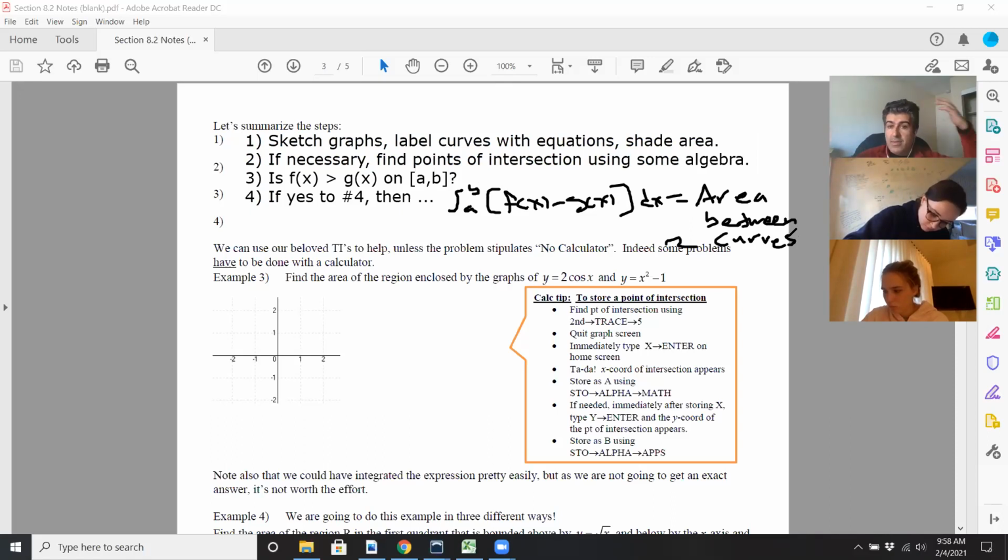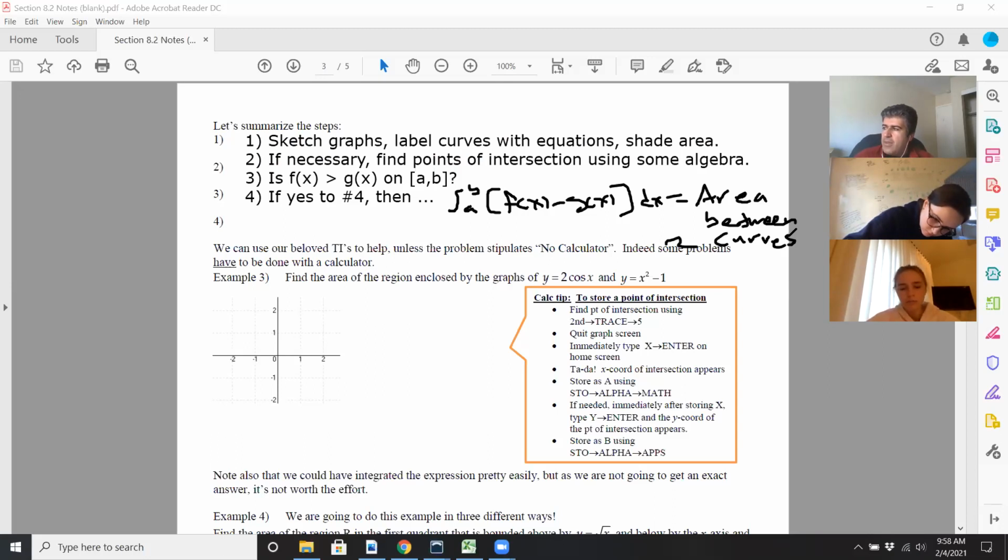Sketch the graphs, label them, and then shade the area. If necessary, find the points of intersection. If they say find the area between the two curves, they don't tell you in between what two x values, then they're wanting you to find the points of intersection. Use some algebra for that, where you set the equations equal to each other and solve for x. Guarantee that one of the equations is always above the other one on the interval. And if so, then you have the liberty of just going with that integral. The integral from a to b of f of x minus g of x dx equals the area between the two curves.